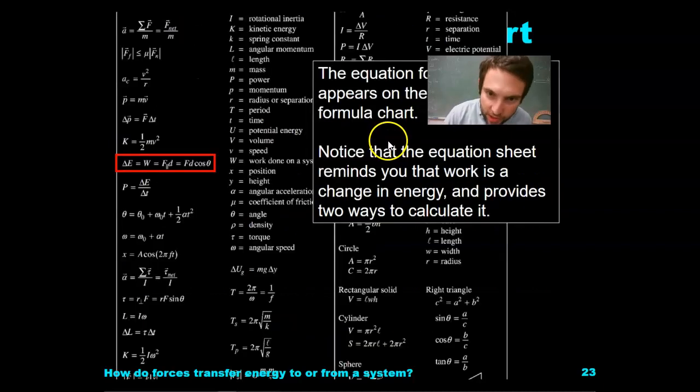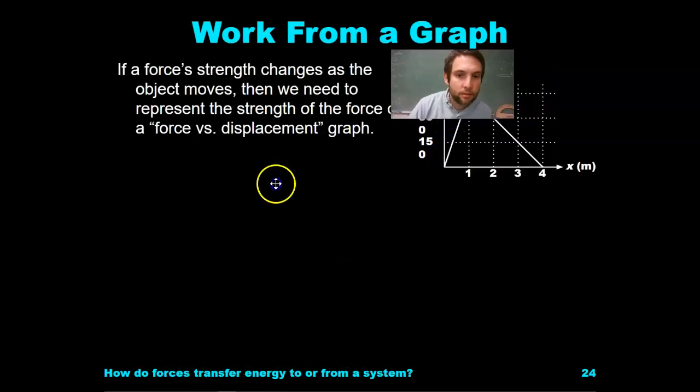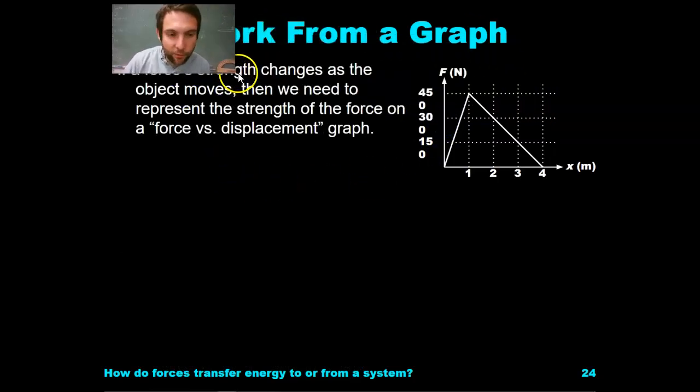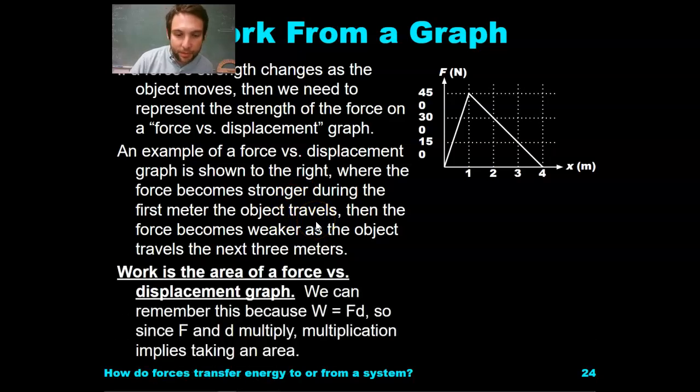If the force has changing strength, then we need to represent the strength of the force on a force versus displacement graph. An example of a force versus displacement graph is shown where the force becomes stronger during the first meter the object travels. Then the force becomes weaker as the object travels during the next 3 meters.